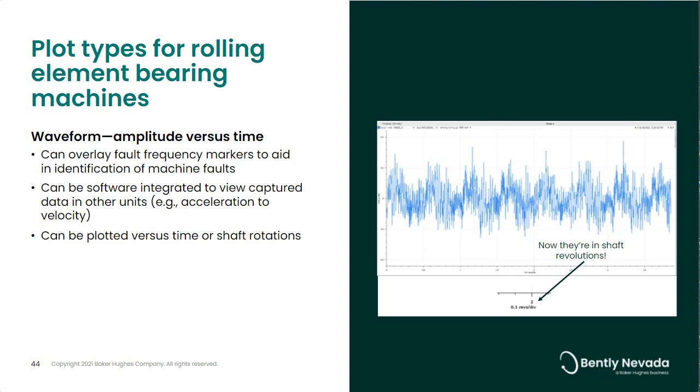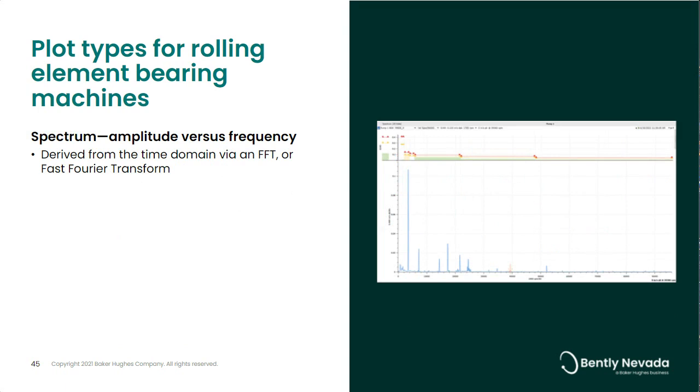The next plot type we'll discuss is arguably the most used in rolling element bearing diagnostics. It's the spectrum or spectral plot. It is charted as amplitude versus frequency, and it's important to note that this plot can exist without the plot we just discussed, the waveform. This is because the spectral plot is derived from the waveform using an algorithm called the fast Fourier transform, or FFT for short.